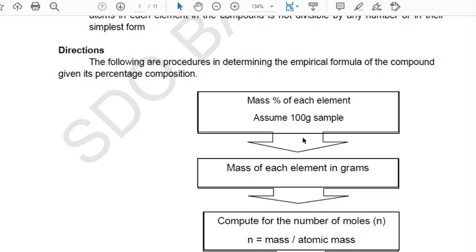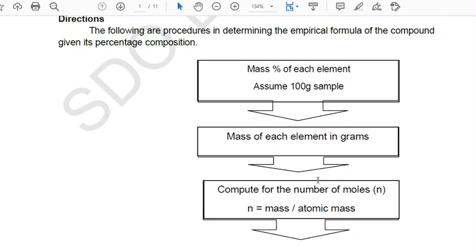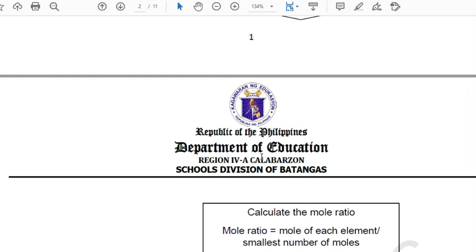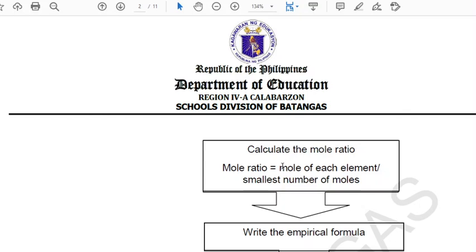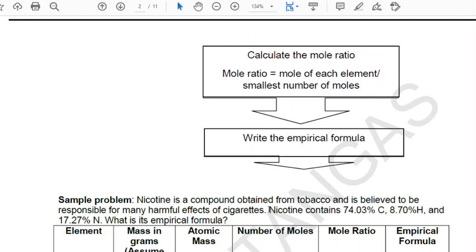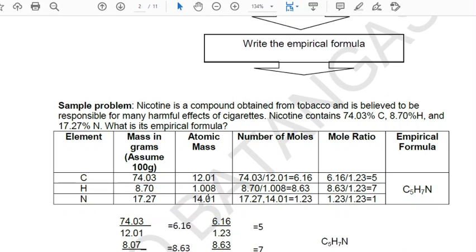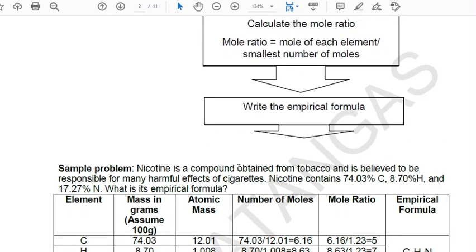Then convert the mass of each element in grams and compute the number of moles. We will get the molar mass of each element or compound and then divide it. Then calculate the mole ratio, dividing the moles of each element by the smallest number of moles, and you will write the empirical formula. Let's say, for example, you want to find out the empirical formula of nicotine.